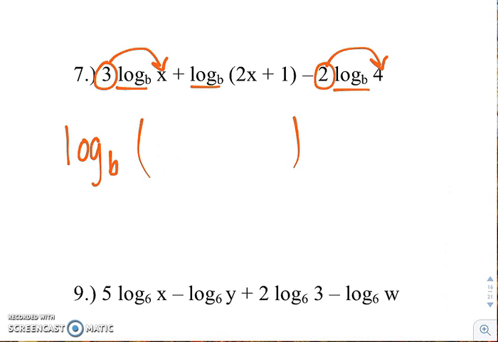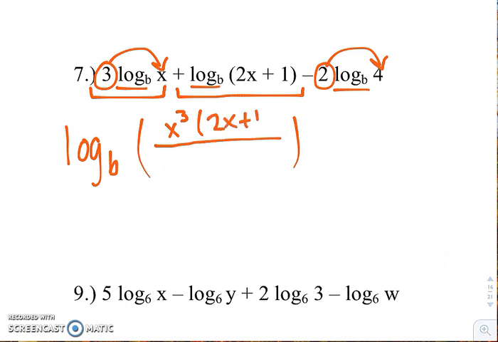Anything positive is on the top of your fraction. Anything negative is on the bottom. So these two expressions will be on the top of your fraction multiplied together. On the top of your fraction, it's going to be x cubed times 2x plus 1. On the bottom of the fraction, anything that is negative, so in this case, 4 to the power of 2.